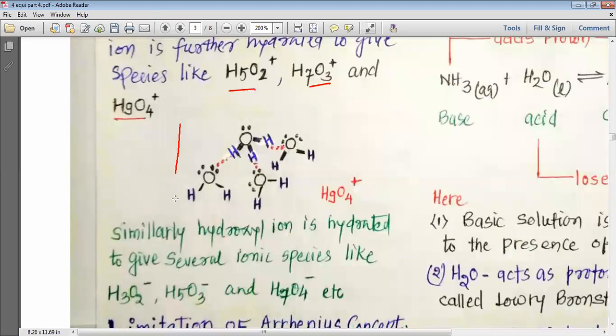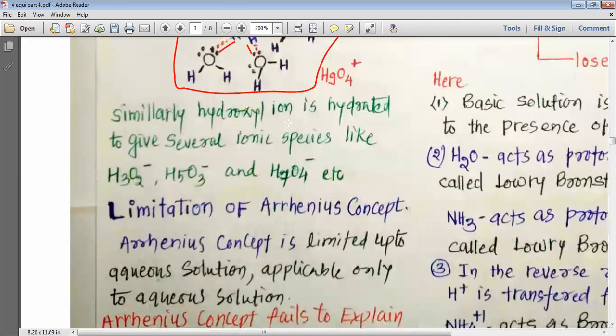So here you can see we have a figure of H9O4+, and here this is your H3O+ ion. You can see this hydrogen bonding with the three other molecules of water, and thus we get H9O4+. Similarly, the hydroxyl ion is hydrated to give several ionic species like H3O2-, H5O3-, and H7O4-. Let us understand it.